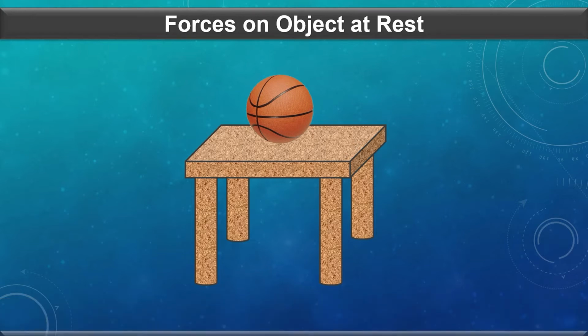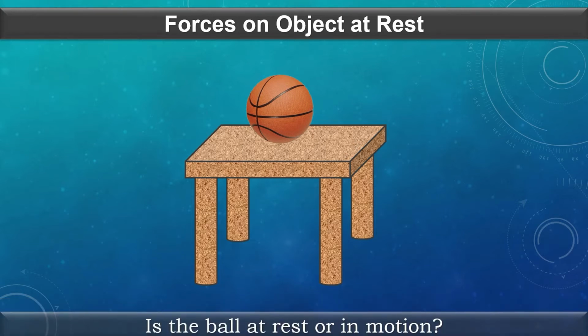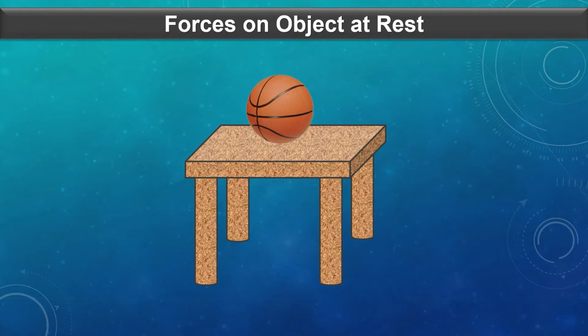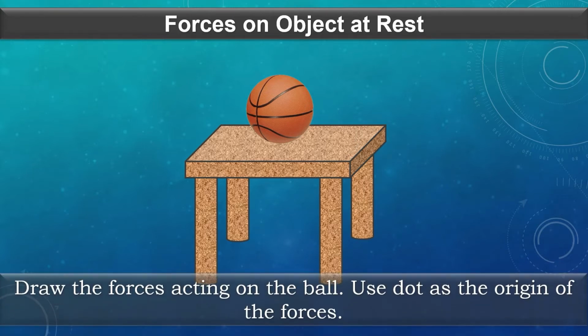A figure shows a ball lying on a table. Is the ball at rest or in motion? Yes, it is at rest. Show the forces acting on the ball. Use a dot as the origin of the forces and arrows to indicate the forces acting on the ball.